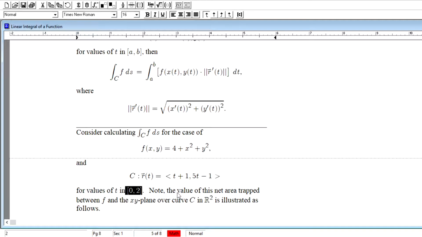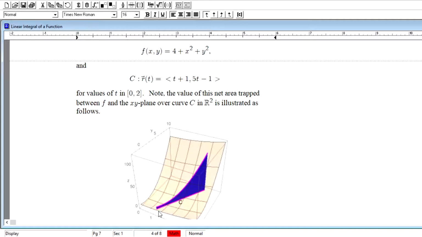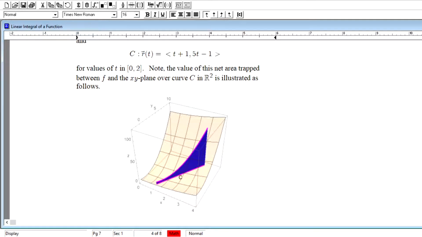And the value of this net area. Note the value of this net area trapped between f and the xy plane over curve C in two-dimensional space is illustrated as follows. What we are actually calculating is the net area seen in this illustration here. Let's see here. Can I get most of this to fit in here?